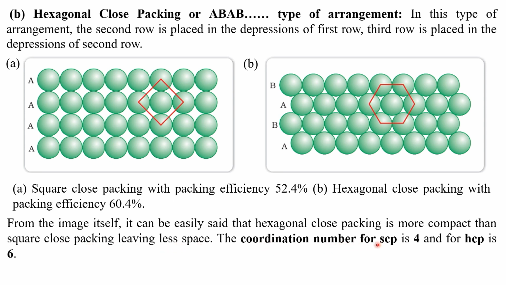The coordination number for square close packing is 4 and for HCP it is 6, right. So if you consider this atom, how many atoms are adjacent to this one? 1, 2, 3, 4, 5, 6. You consider this one, 4, right. So that's why the coordination number for SCP, square close packing, is 4, whereas for HCP the coordination number is 6.